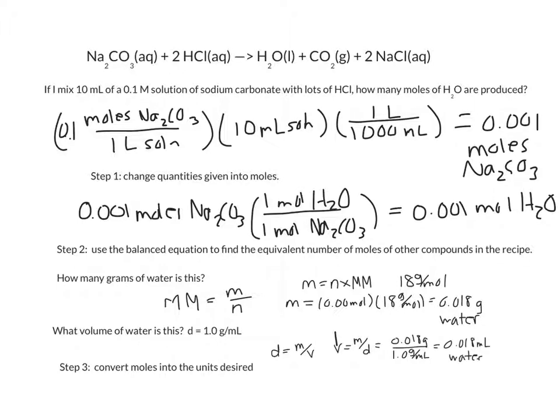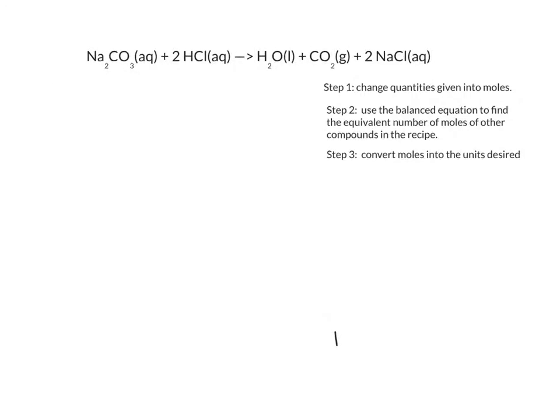So the final step in this problem is to convert the moles that we calculated into whatever units are desired. So we converted it to grams, and then we converted it to volume, or milliliters. So the basic steps in doing any "how much do I need" or "how much can I make" problem are to change any quantities you're given into moles, use the balanced equation to find the equivalent number of moles of whatever other compound you're interested in, and then convert that number of moles into the units that are desired, or the units asked for in the problem.